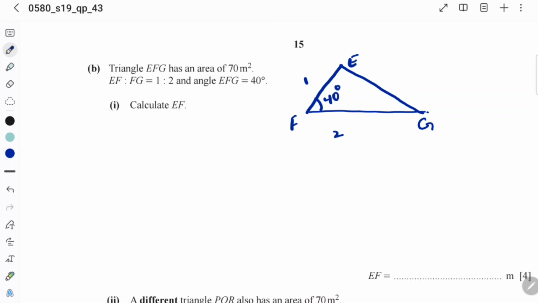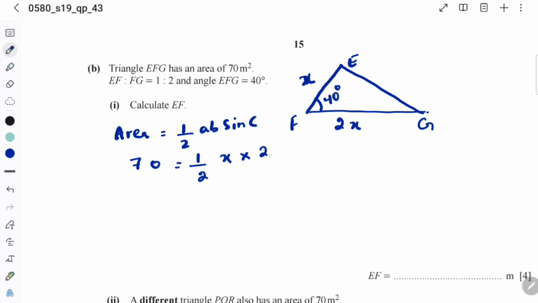So we'll take the help of area. The area is equal to half AB sine C. So 70 is equal to half. If I take x, it will be 2x, a double side. Then we have to find EF, which we took here as x. AB sine C means x into 2x into sine of 40 degrees.